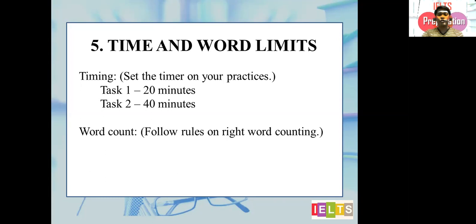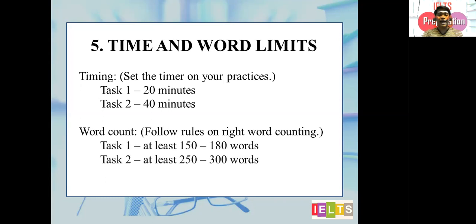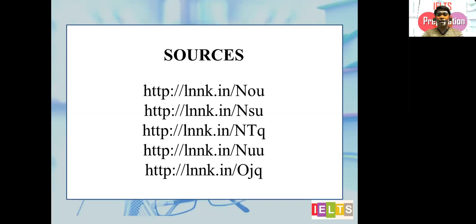And in the word count, you follow the rules on the right word counting. For task 1, at least 150 to 180 words. This must be the minimum and the maximum: 150 words, then a maximum of 180 words. For task 2, a minimum of 250 words. Do not write lower than it, and not more than 300 words. There are rules to follow in counting the words. I'm gonna make a video for that in my next videos. All right, so these are my sources.